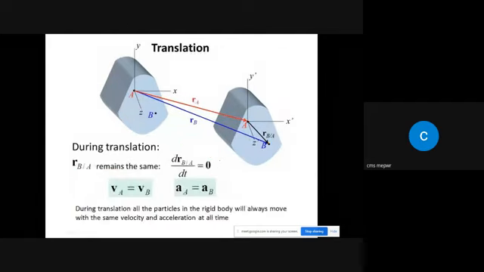So what that concludes is that VA is equal to VB, or the acceleration of point A is equal to the acceleration of point B. This means that during translation, all particles in the rigid body will always move with the same velocity and acceleration at all times.